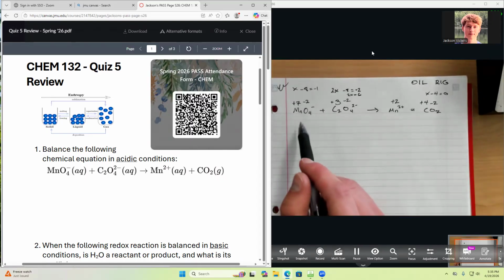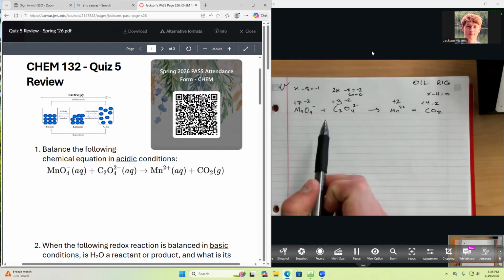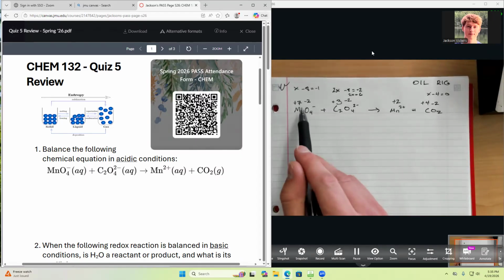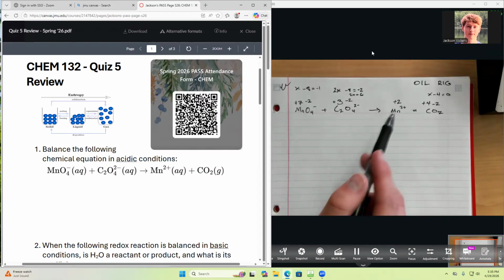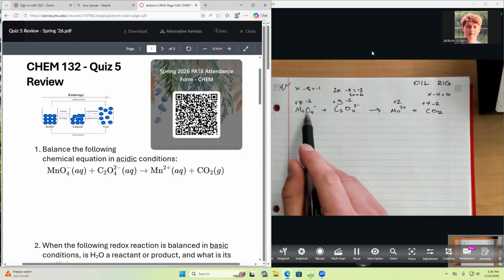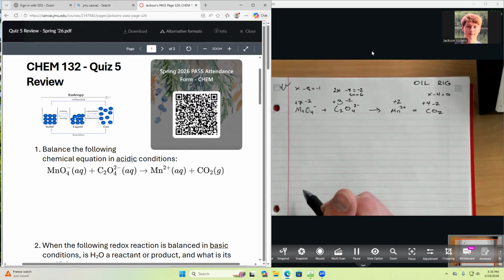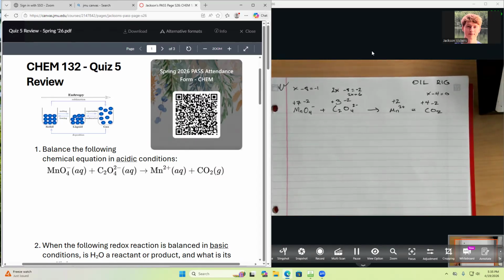So we look over here, and again, we know O is not going to be the thing that's getting oxidized or reduced because it's always -2. But Mn is +7 as a reactant and then +2 as a product. So what would we say is happening to Mn as it goes from a reactant to a product? It's gaining electrons. Yep. So it's being reduced.